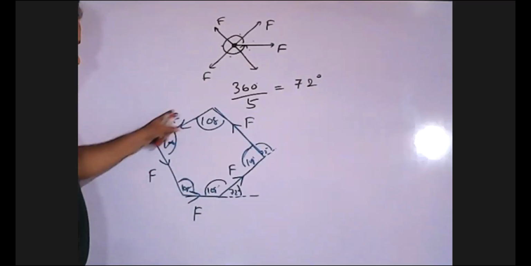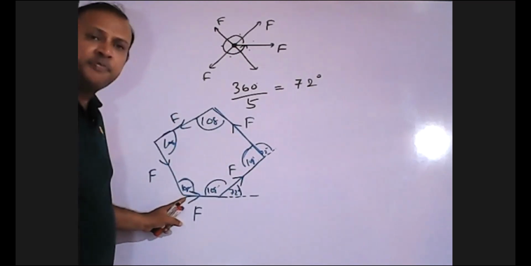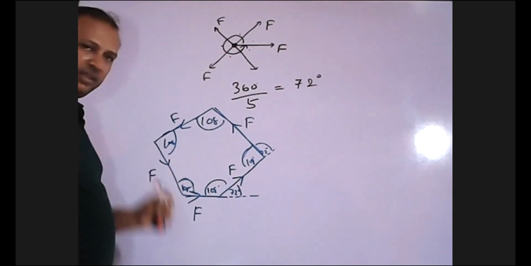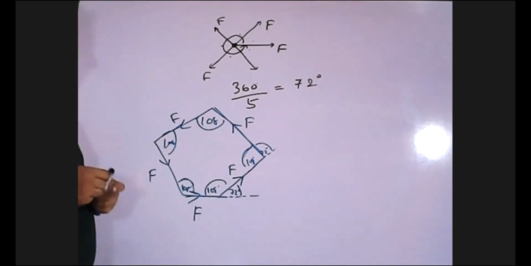It becomes a closed loop, so the starting point and end point overlap. Therefore, if it is a closed loop, that means the resultant is 0. The resultant is 0. Look at this one.